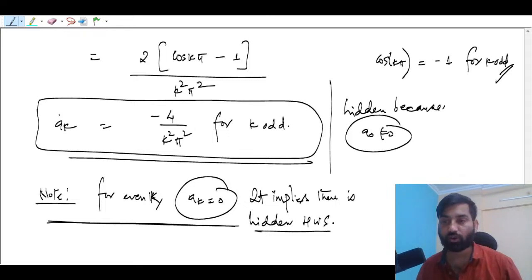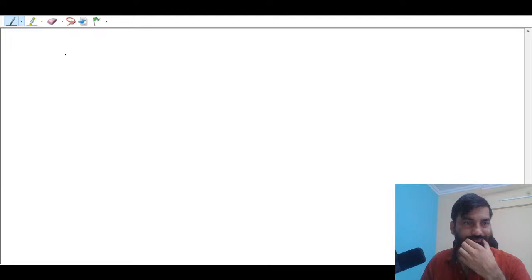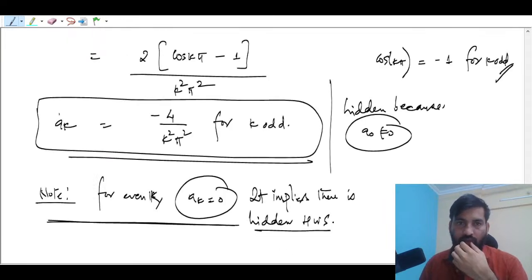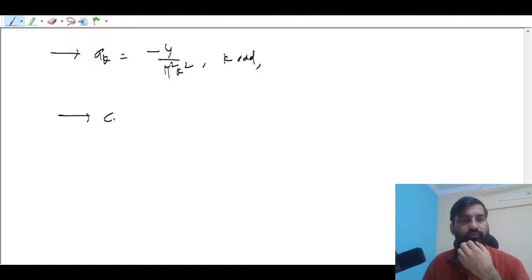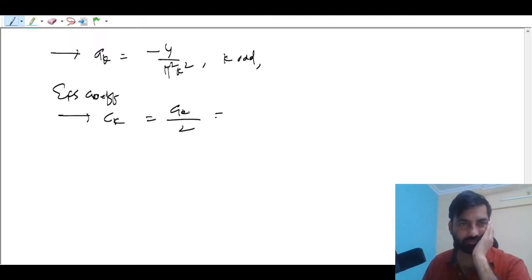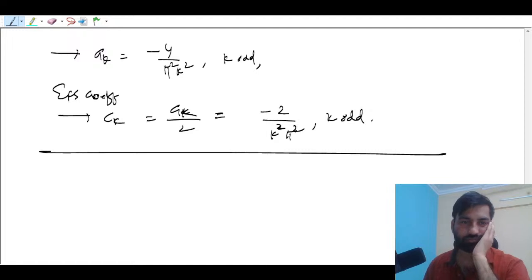Now you found out ak, now how can you find ck, right? So if you have got ak as -4 by pi square k square for k odd, okay? So what is ck? ck is nothing but the EFS coefficient, divide this by 2, that is ak by 2, so this will come -2 by k square pi square for k odd. I think this is clear for all, right?